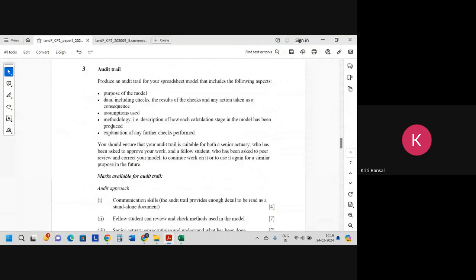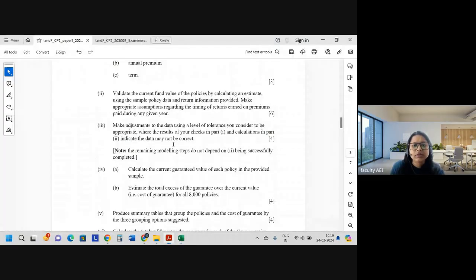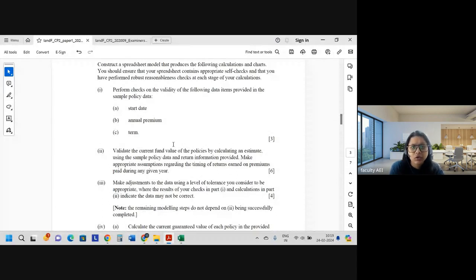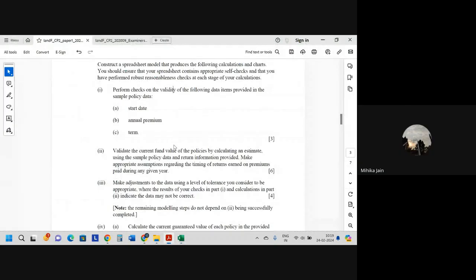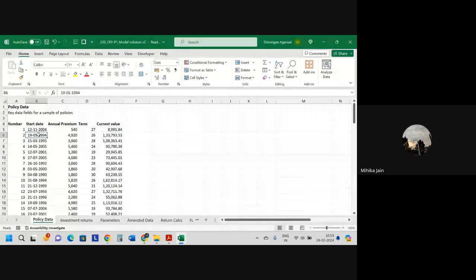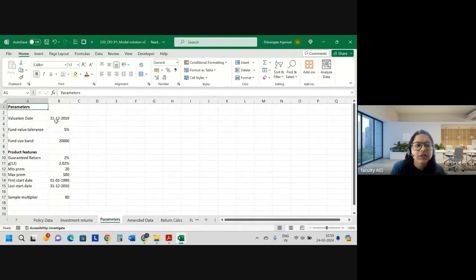Term should not be more than 30 years. Okay, term should not be more than 30 years. And also you can check whether it's negative or not, so more than 0 and less than 30. And start date, the year is between 1990 and 2010. Correct. It cannot be higher than that or less than 1990. Okay, so these are the basic parameters.